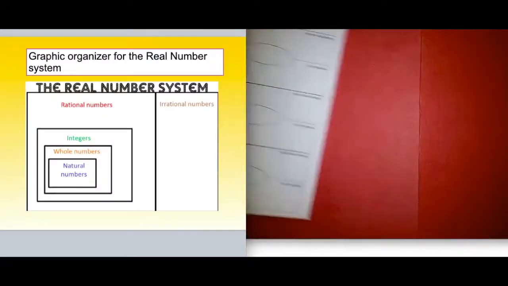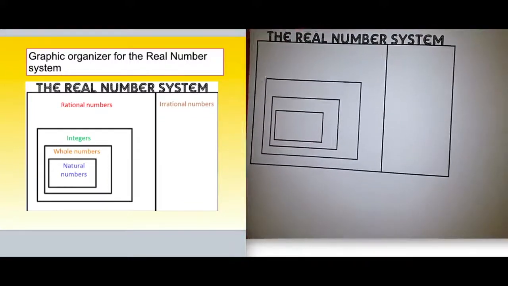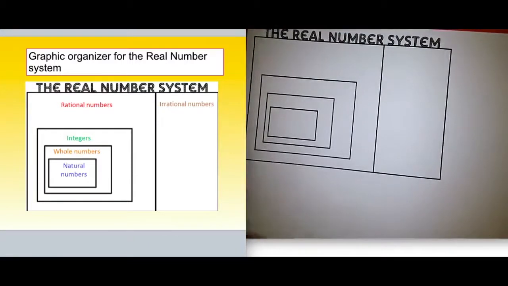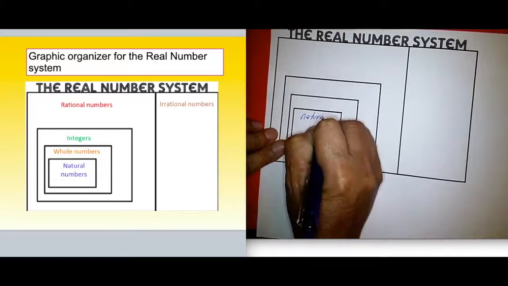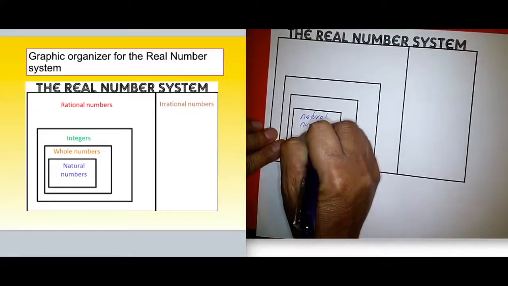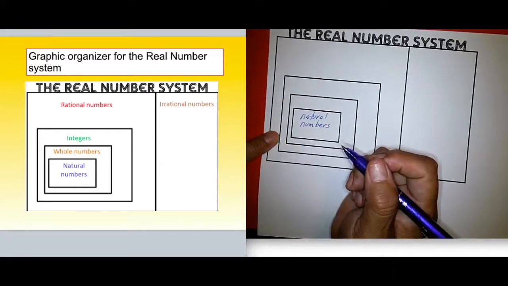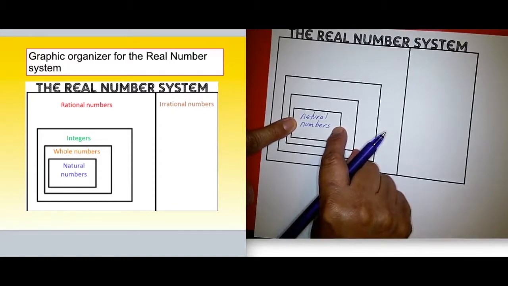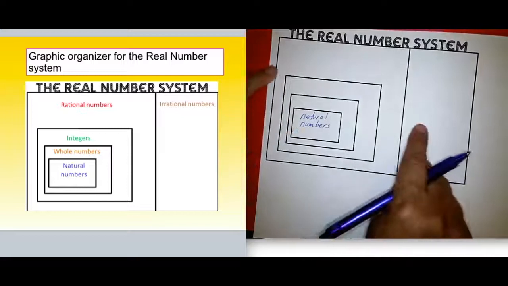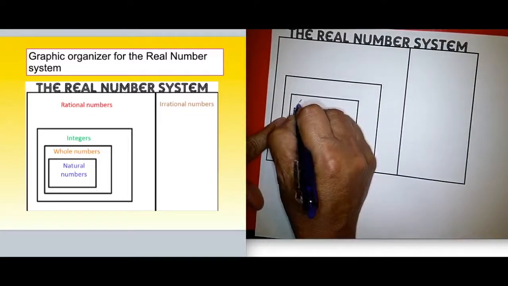Okay, so let's begin with our real number system. And let's fill in our different sets. We start with natural numbers. Natural numbers begin with 1. It's an infinite set, starting with 1, 2, 3, and so on. It is a smaller set. It's still a very large set if you consider that it's infinite, but in relation to the other ones, it's a smaller one. Then comes whole numbers.